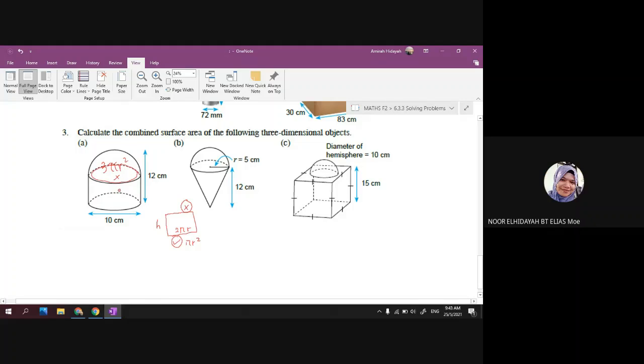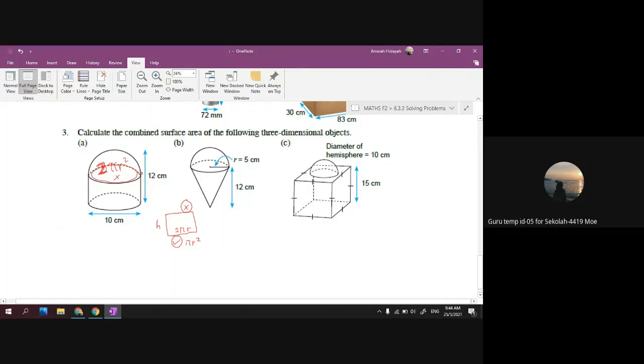Okay, formula for sphere is 4 pi r square. So just divide by 2 lah. 4 pi r square divide by 2. Just now yang Cikgu Amirah tunjuk tu betul. Cuma that one is include the flat surface. Okay, betul. Sorry, saya silap. Okay, so 3 pi r square minus pi r square. Sebab pi r square tu kan area of circle. So tapak hemisphere ni adalah circle. So you will get 2 pi r square. Okay, sorry. Saya tak perasan yang ni. So 2 pi r square.